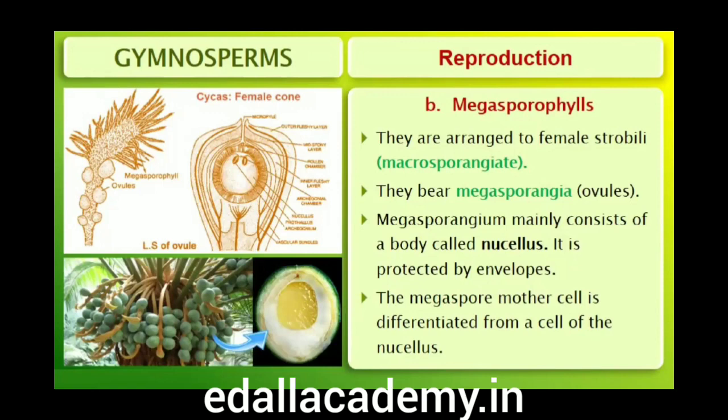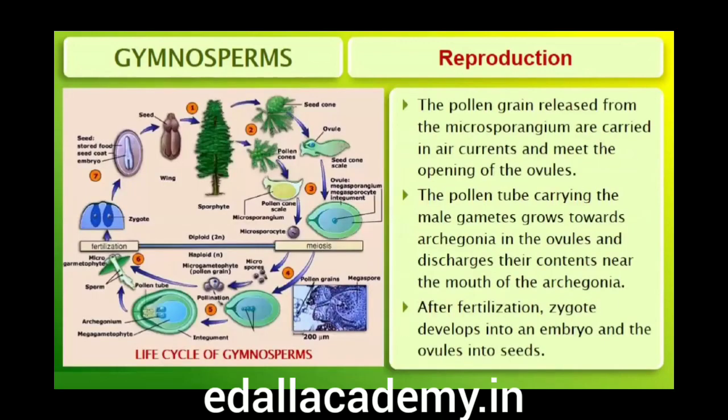Unlike bryophytes and pteridophytes, in gymnosperms the male and the female gametophytes do not have an independent free-living existence. They remain within the sporangia retained on the sporophytes. The pollen grain is released from the microsporangium. They are carried in air currents and come in contact with the opening of the ovules borne on megasporophylls.